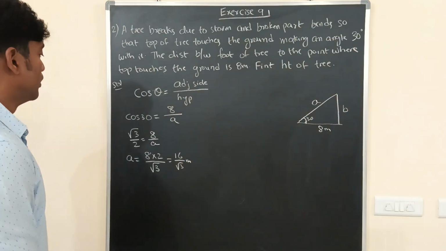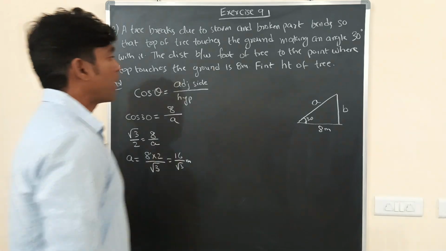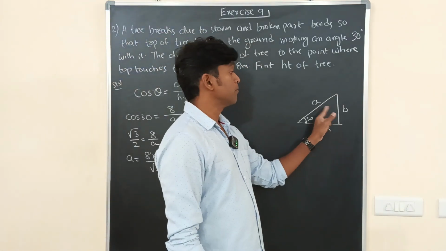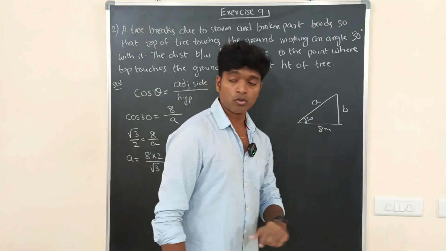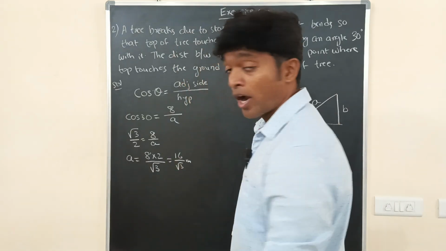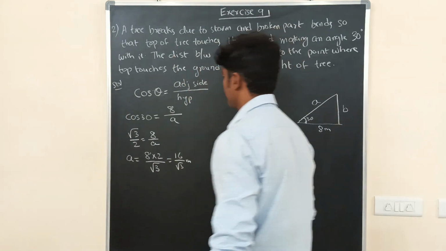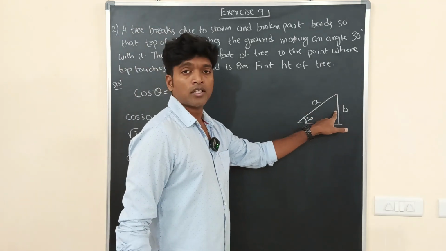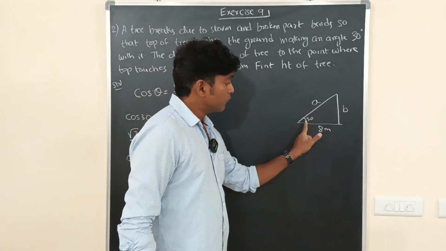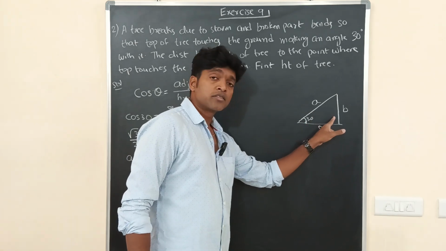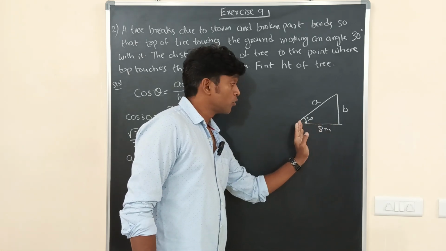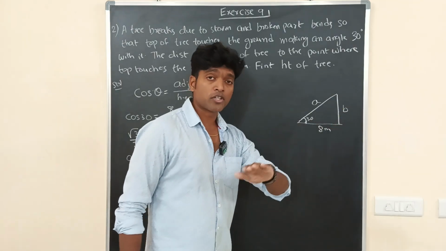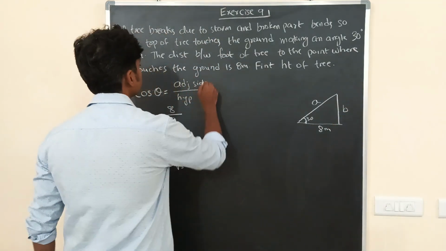Fine. Now we have to find the total length of the tree, but total length of the tree means A plus B, both we have to add. So we also have to find the value of B. Now here the value of B for 30 degrees, B is the opposite side. So the angle is given and our side is the opposite side. So what is the trigonometry ratio we have to use? Sin 30.